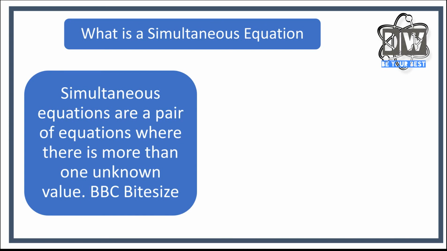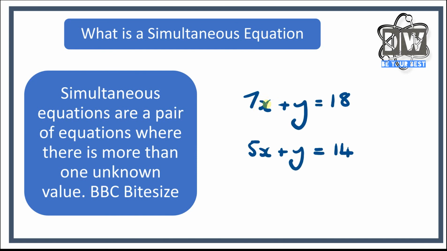So what is a simultaneous equation? Simultaneous equations are a pair of equations where there is more than one unknown value. We've done this in the last one. That comes from the BBC Bitesize website. Here's an example. We've got an unknown which is x, an unknown which is y. We're going to use these two equations to work with each other to eliminate one of them and then use that value.